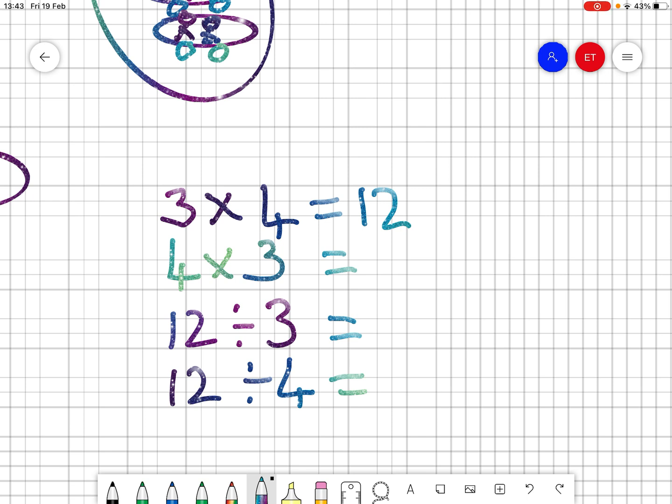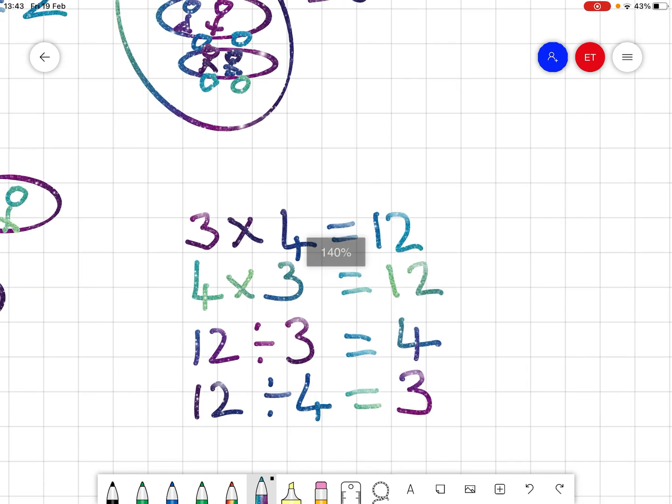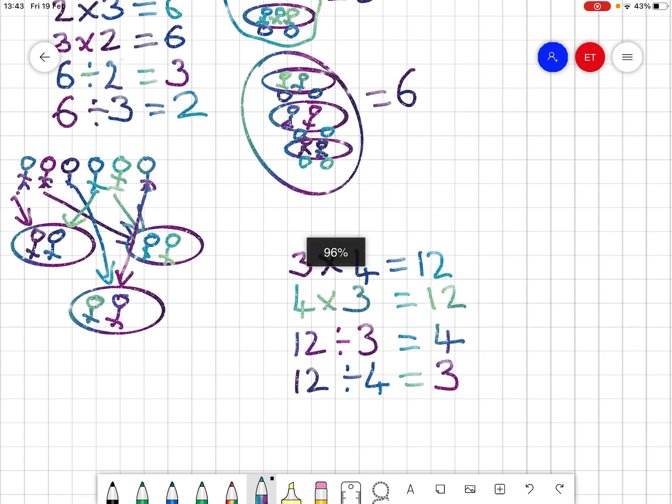So if 3 times 4 is 12, then that means 4 times 3 is also going to be 12. We can use that times tables knowledge to do 12 divided by 3, because if 3 times 4, 3 lots of 4 are 12, then 12 shared by 3 is going to be 4, and 12 shared by 4 is going to be 3.